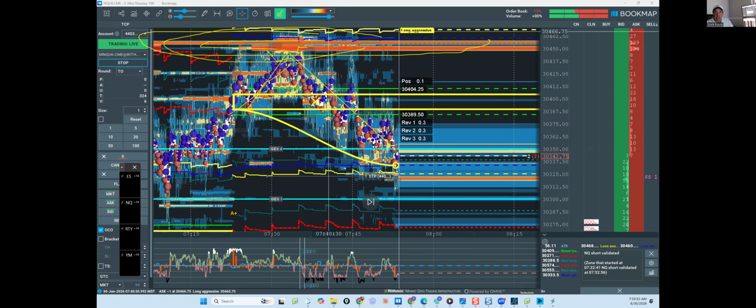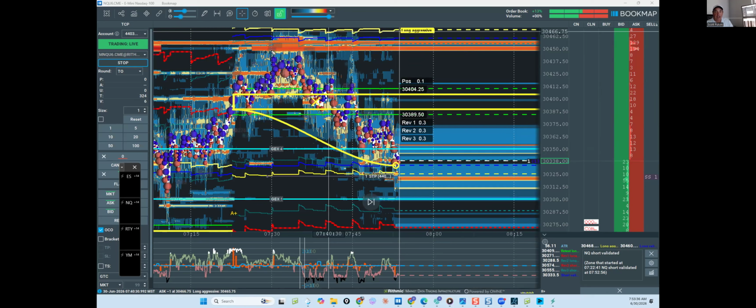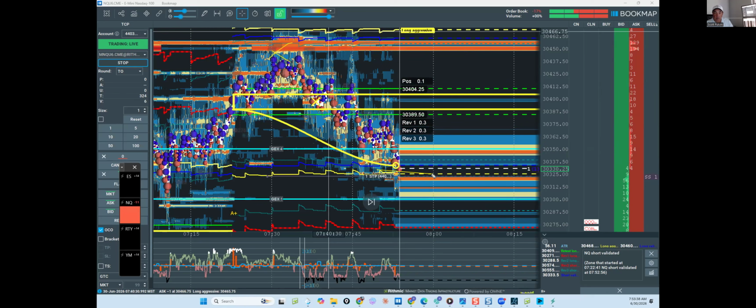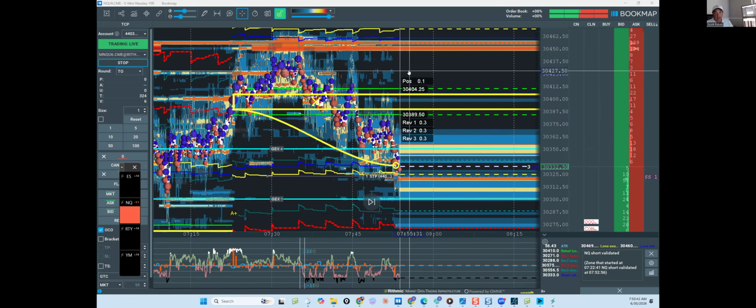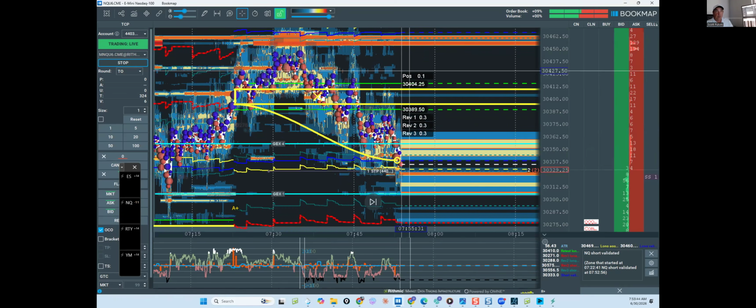So you may still be in this mindset like, damn it, I just gave back 125 points, right? I got out of my long. Now I'm about to go short. Should be filled here any second. And I could take reversion trades here too. So this is a good example too.